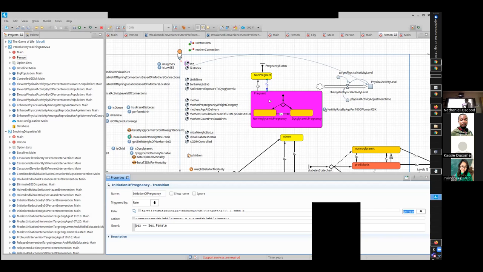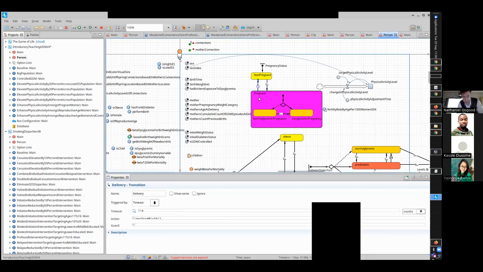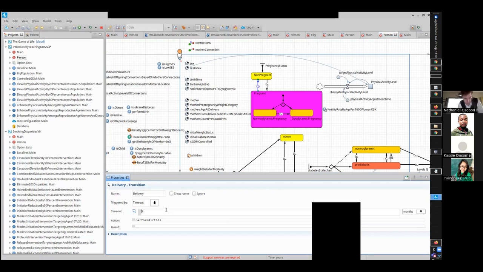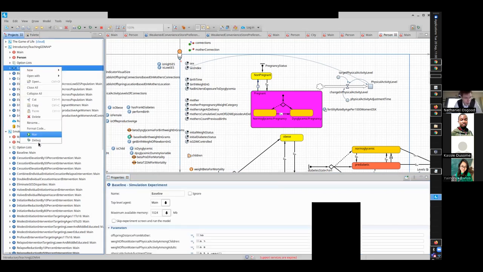Some things do occur at fixed time points relative to when this is entered. For example, we treat the baby's birth as occurring exactly 9 months after conception. Of course, that's an oversimplification. So the idea here is we have a model that's continuous time, and I'd like to run it with you. Let's go up to the baseline area, and we're gonna run it.